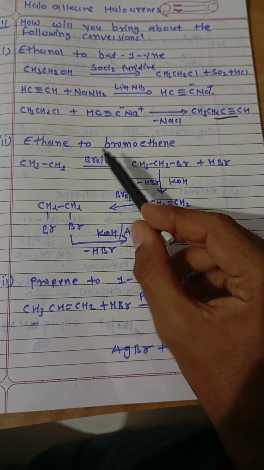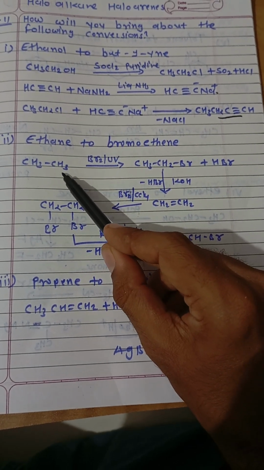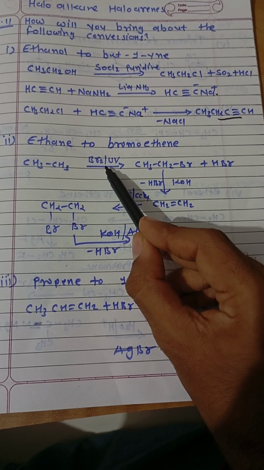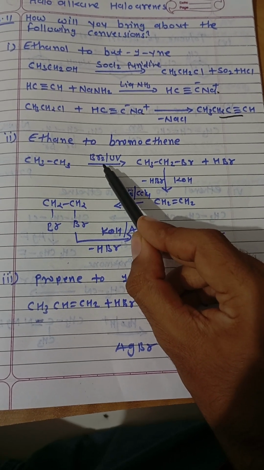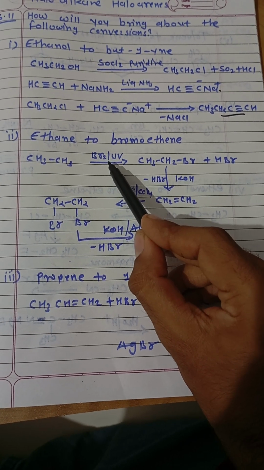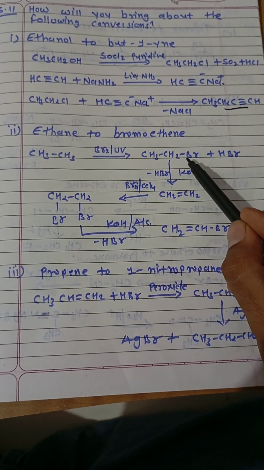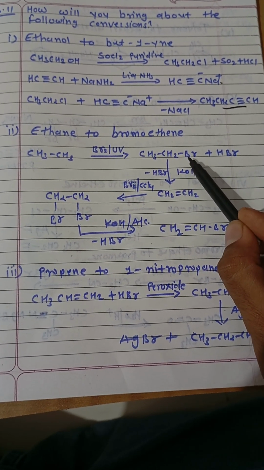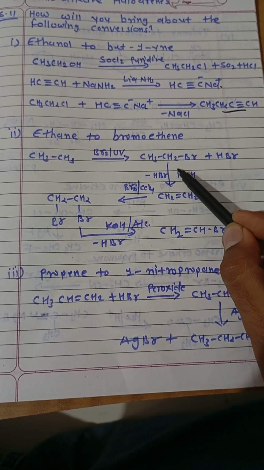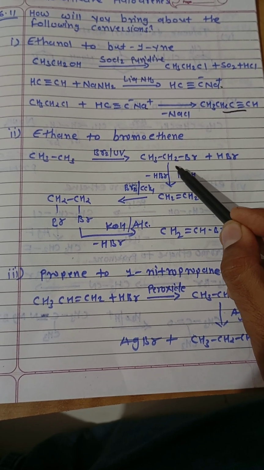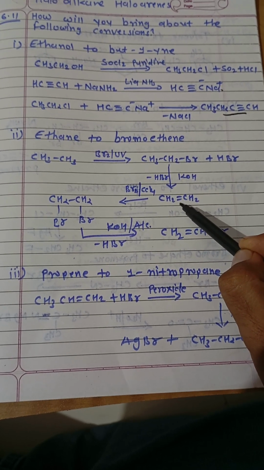Second reaction, ethane to bromoethene. Here we have ethane in the presence of UV light, and bromination happens. Due to bromination, homolytic fission happens and free radicals form, giving our first product, bromoethane. This bromoethane, when it reacts with potassium hydroxide, gives a dehydrohalogenation reaction to form ethene.